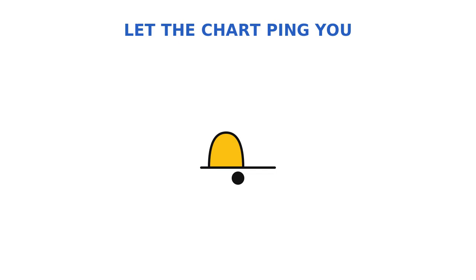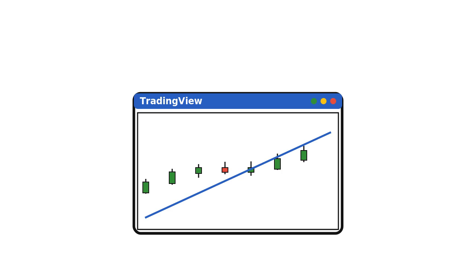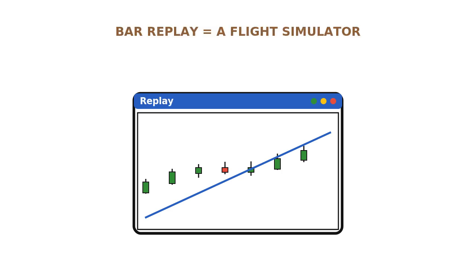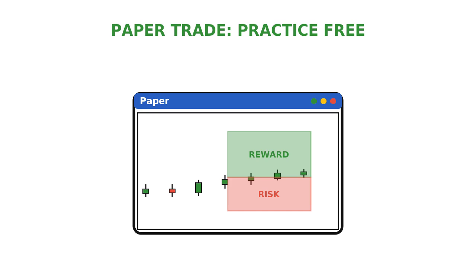Finally, two tools for getting better without risking a cent. The first is bar replay, which lets you rewind any chart to a past date and step forward one bar at a time. So you can practice reading a chart as if it were unfolding live, with the future hidden. It is the closest thing to a flight simulator for chart reading. The second is paper trading, placing pretend trades with fake money inside the platform. So you can test your whole process, your checklist, your stops, your sizing, before a single real dollar is on the line. Serious beginners practice here for months, and it is the cheapest tuition you will ever pay.